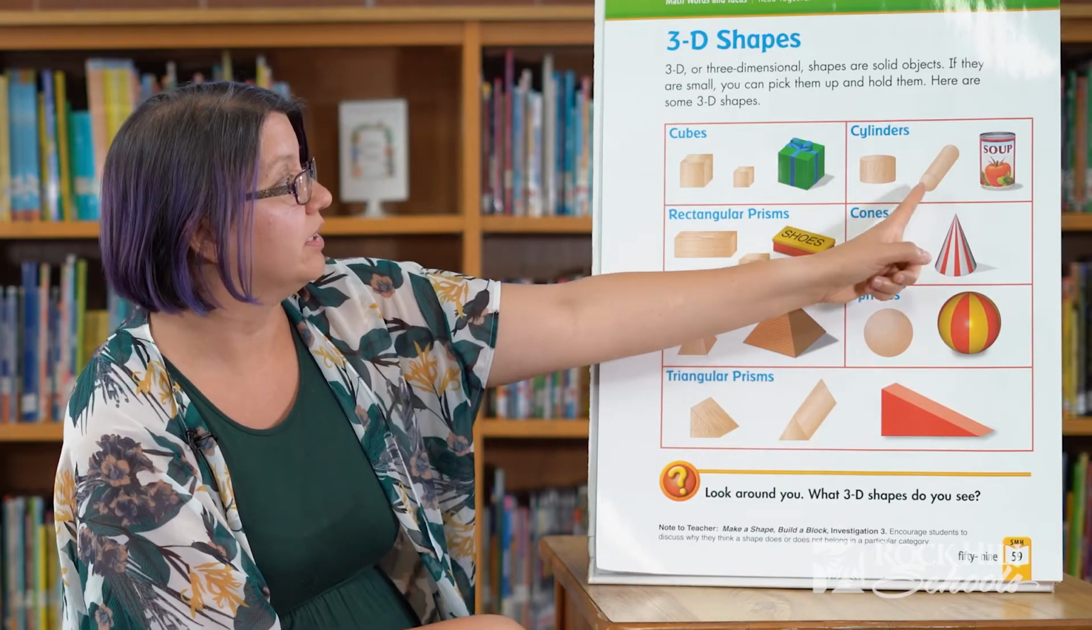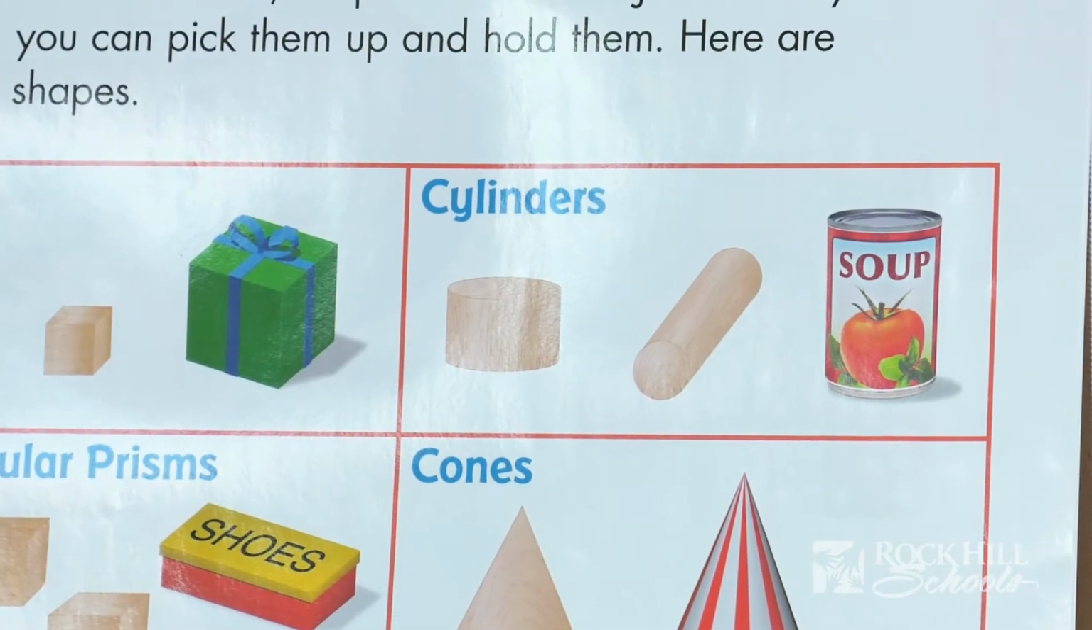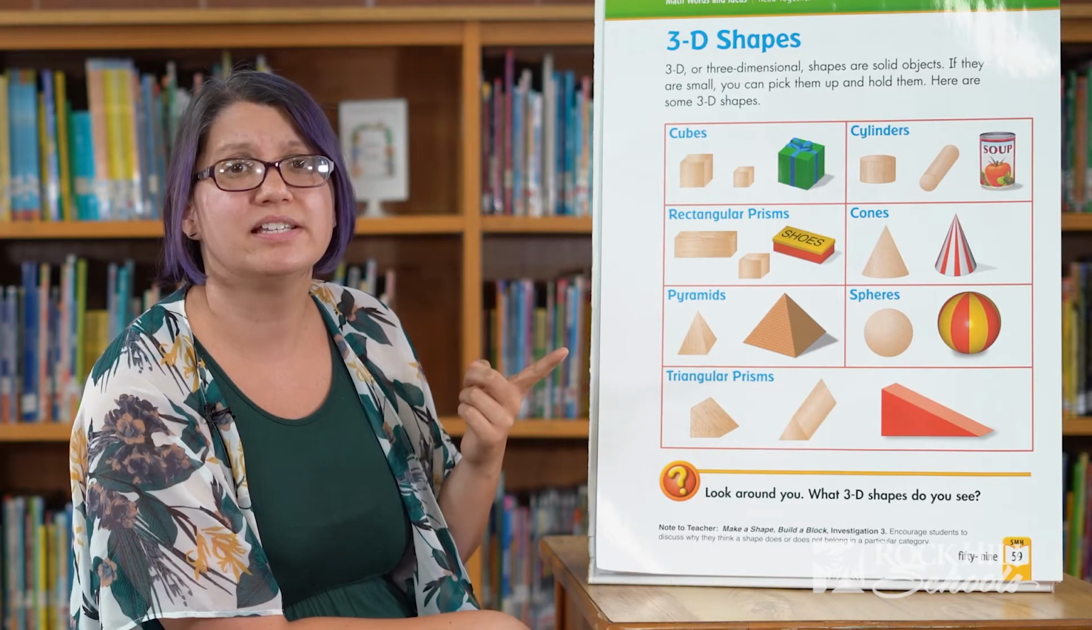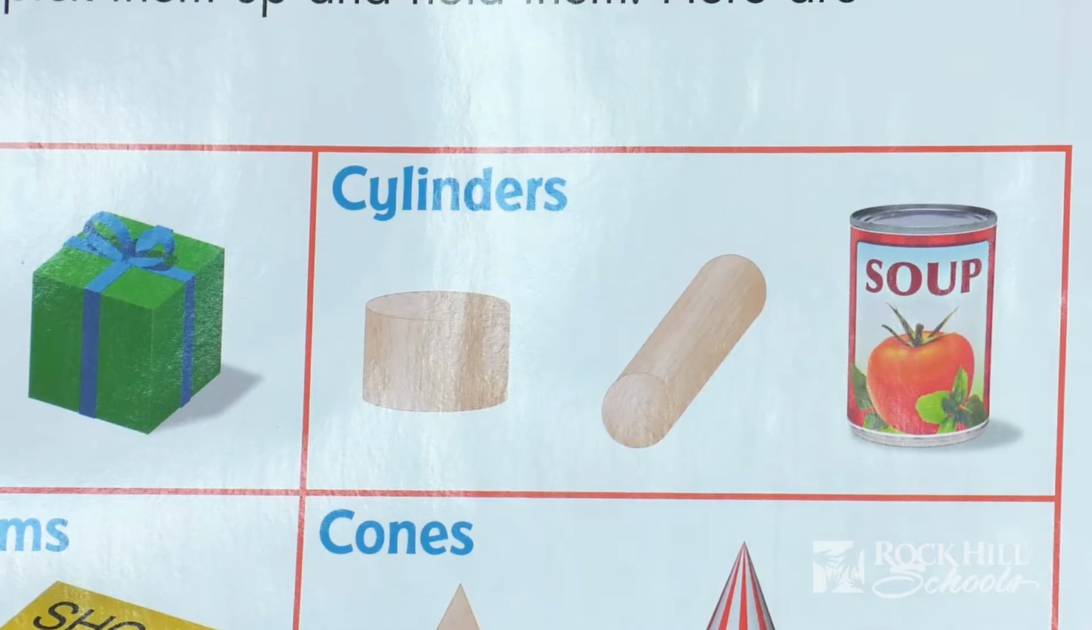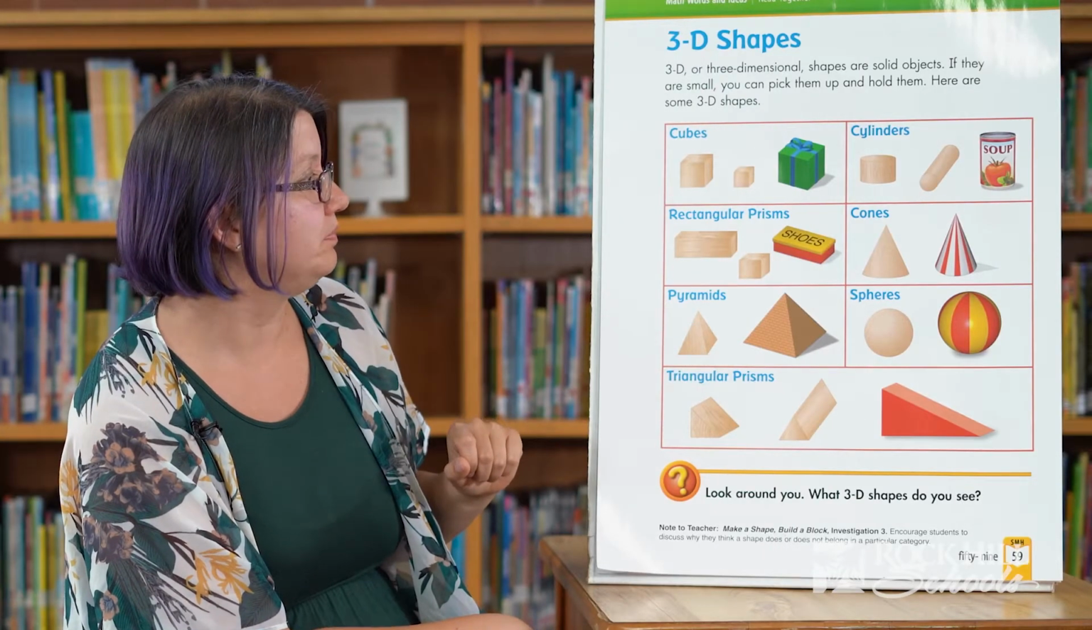What is this one? Like a soup can. Cylinder? Yes, it's a cylinder. Very good. If you didn't say cylinder, practice that word now. Say cylinder. Good. All right, let's look at the next one.